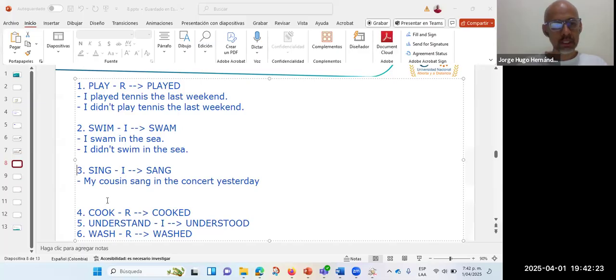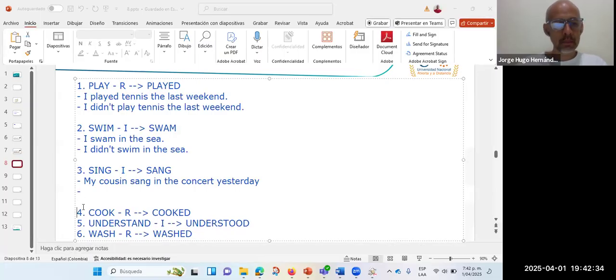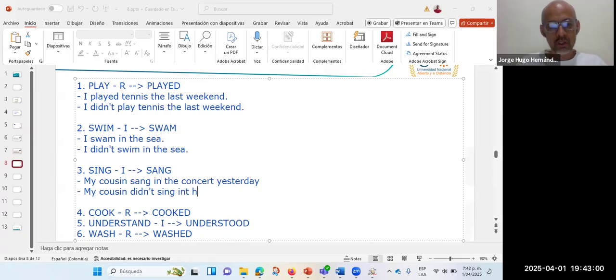So let's do an exercise. We're going to change this sentence into negative. Anyone can tell me what is the negative sentence of this one? Negative form of this sentence. My cousin what? Pero, profe, que lo pongamos en pasado o a presente. My cousin didn't sing in the concert yesterday.